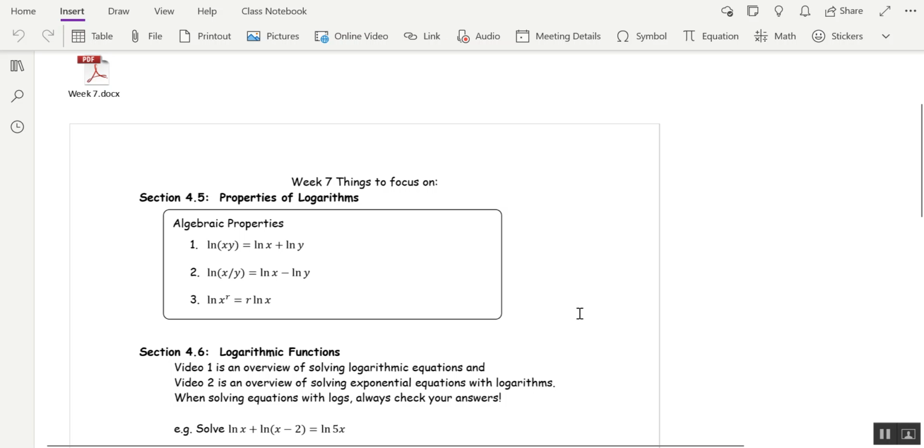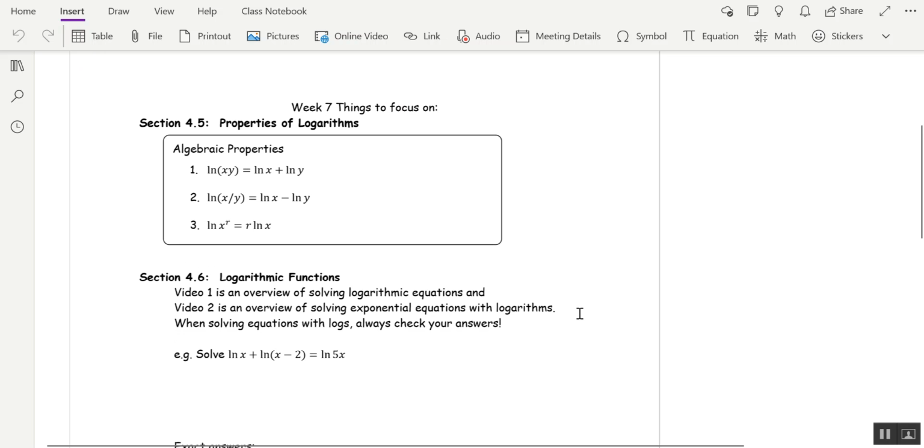Section 4.5, properties of logarithms. So these are the properties I mentioned last time, and I have them written down here. You really do need to memorize them. Make some flashcards. The homework problems involve either combining or expanding logarithms using these properties. I think you'll find that section very straightforward.